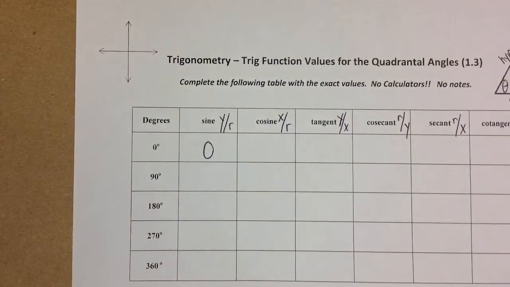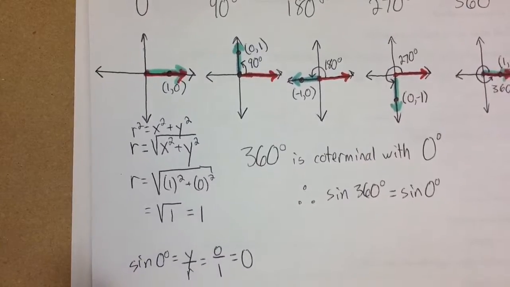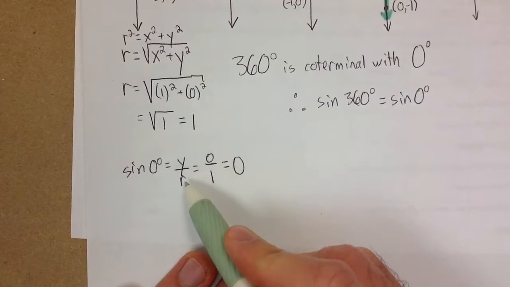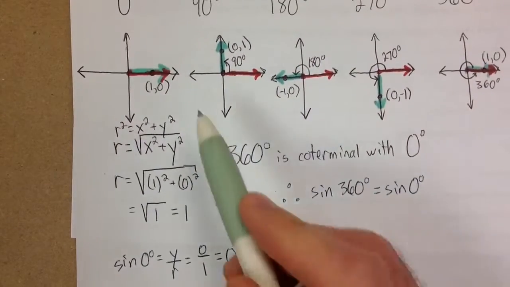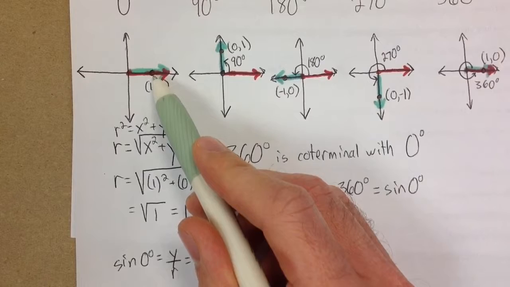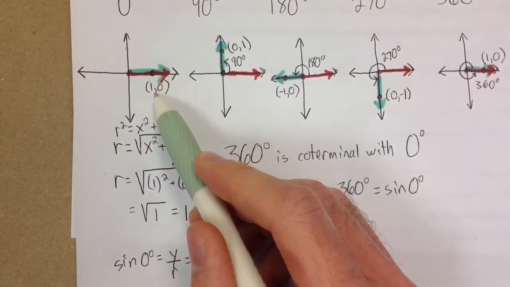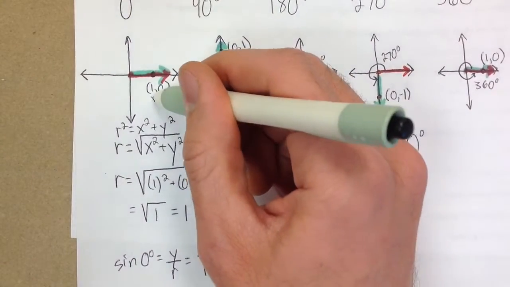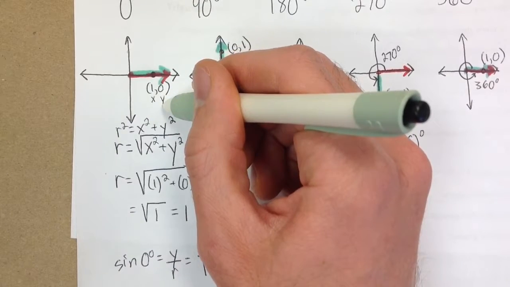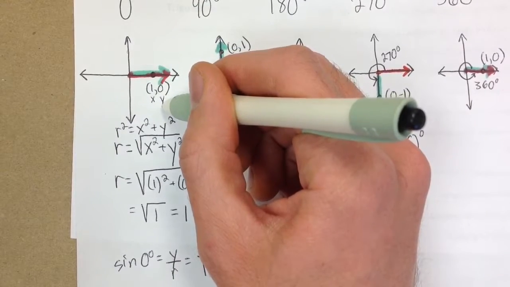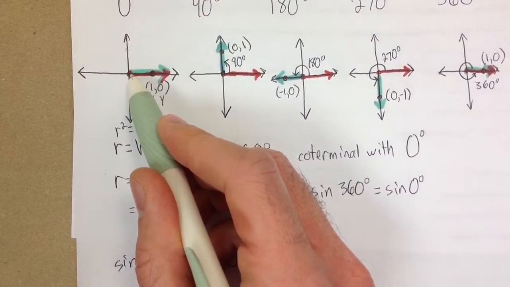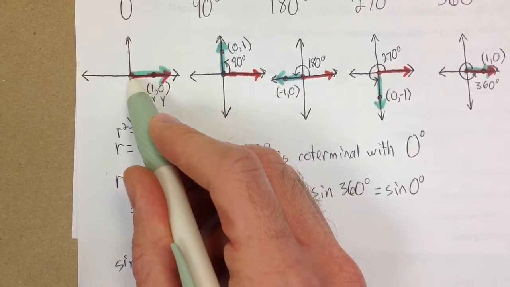Okay, thank you for speaking up. You need to know the definition. It's y over r. Then you need to find a point on the terminal side. We said 1, 0. Good so far? The 1 is your x. The 0 is the y. Now you just need r. R is the hypotenuse. It's also the radius. And it's also the distance from the origin to the point.